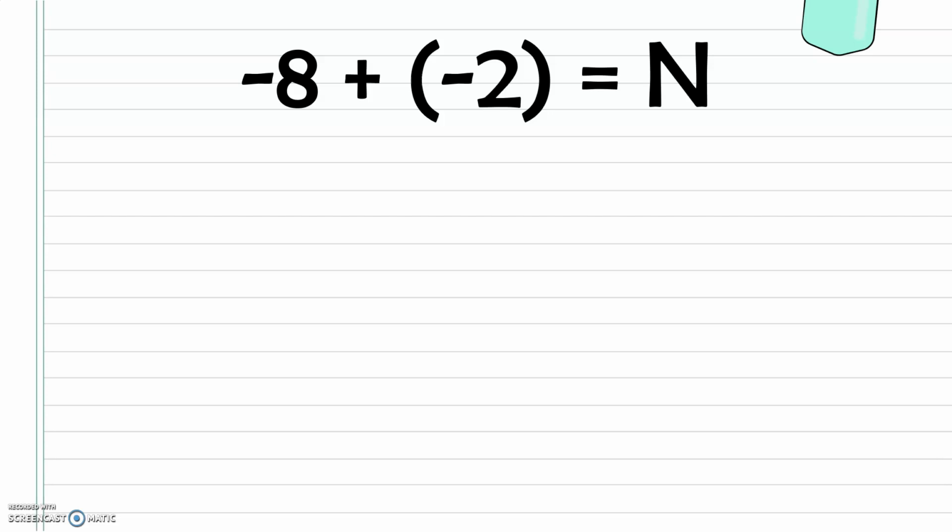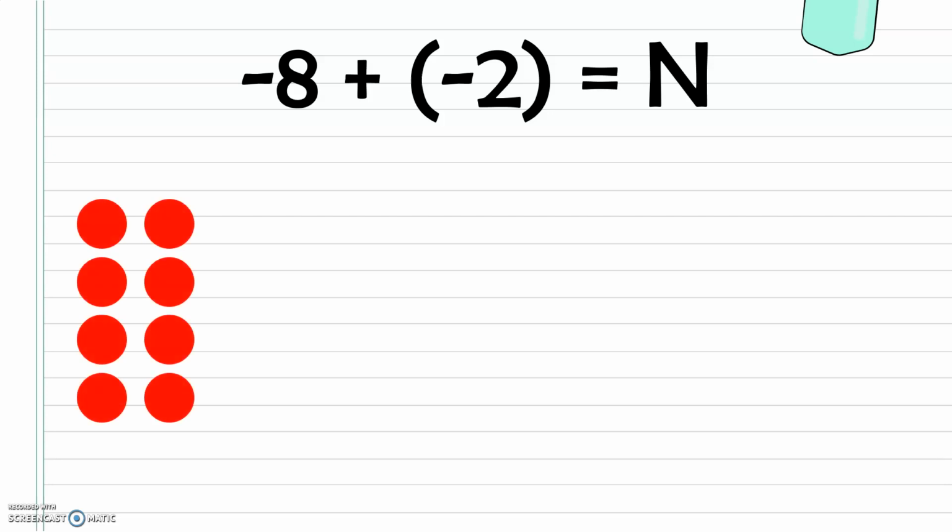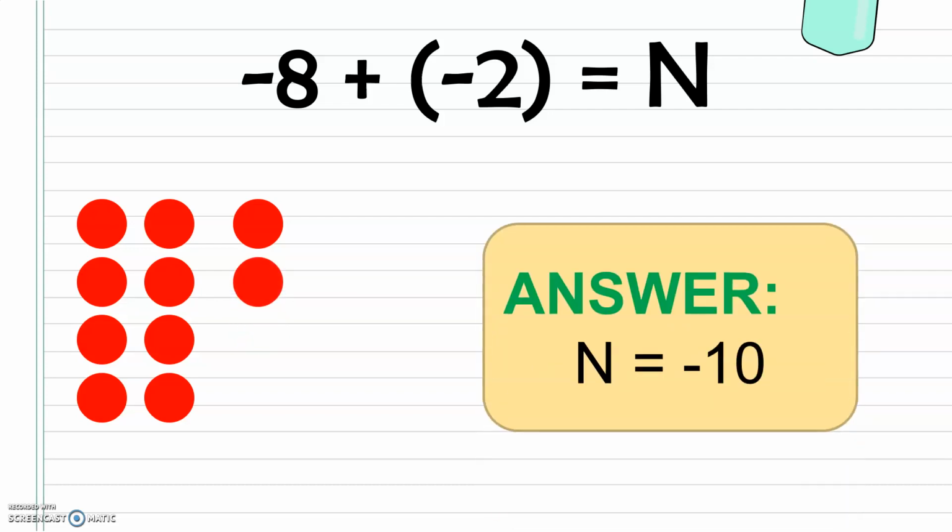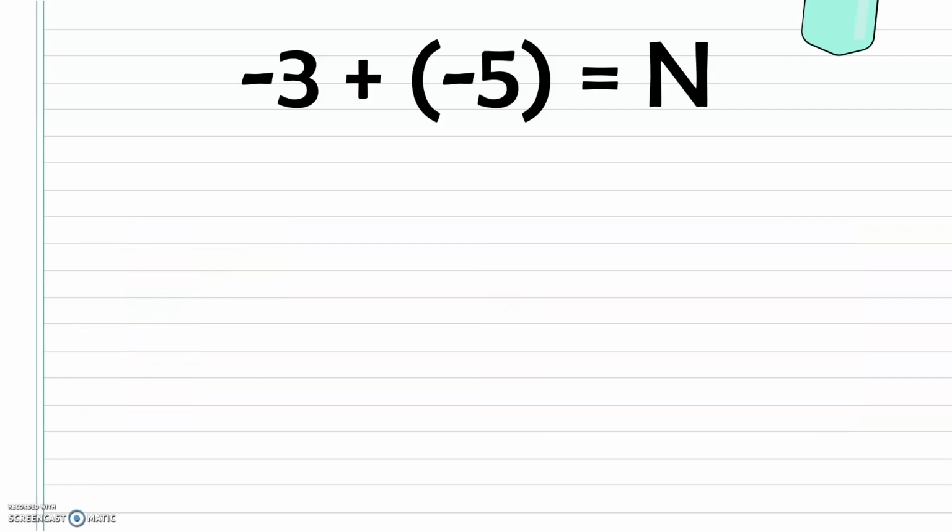Okay. Negative 8 plus negative 2 is equal to n. Using colored chips, negative 8 will be represented using 8 red chips. Then if you are going to add 2 or negative 2, that will be 2 more red chips. So all in all, you have 10 red chips. Therefore, the answer is a negative 10.